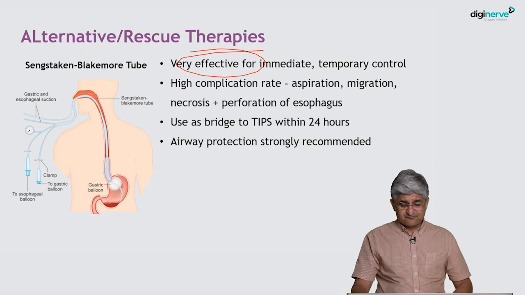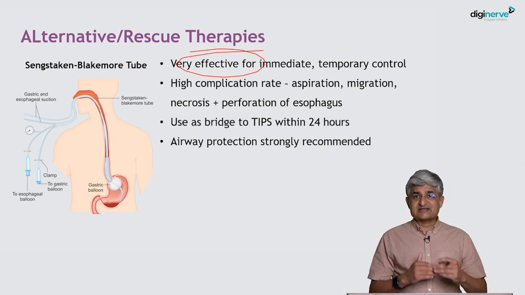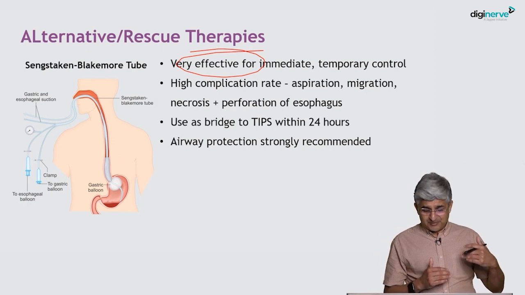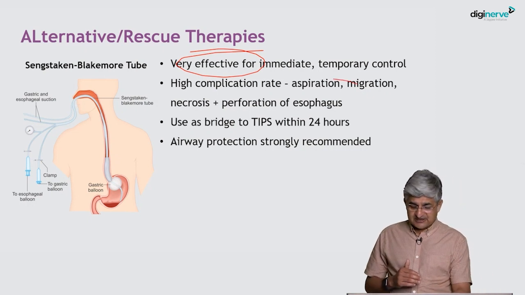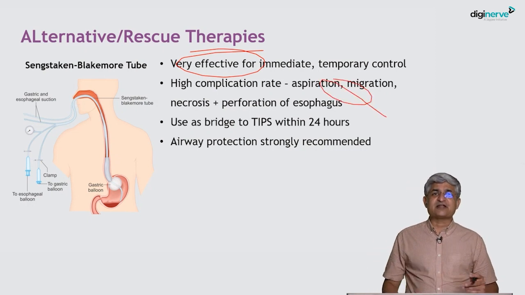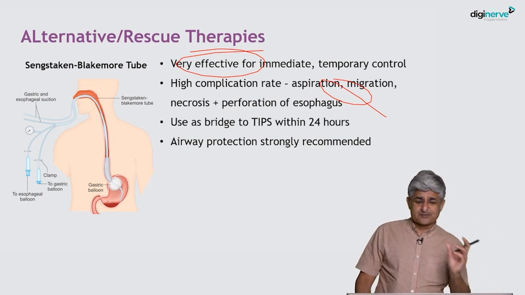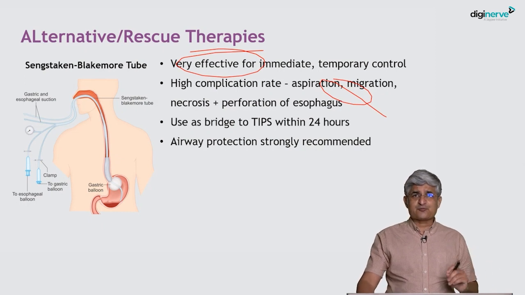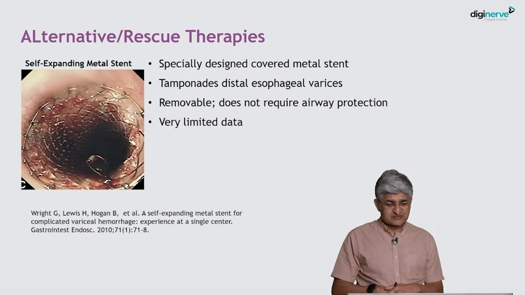It is quite effective for immediate and temporary control, and exact placement is required. Expertise is required. When and how to place it is very, very important because it has a high complication rate of aspirations or migration, or sometimes it can also give rise to perforations of the esophagus, and sometimes it is used as a bridge until TIPS is considered. And airway protection is very, very important whenever a Sengstaken-Blakemore tube is being considered.